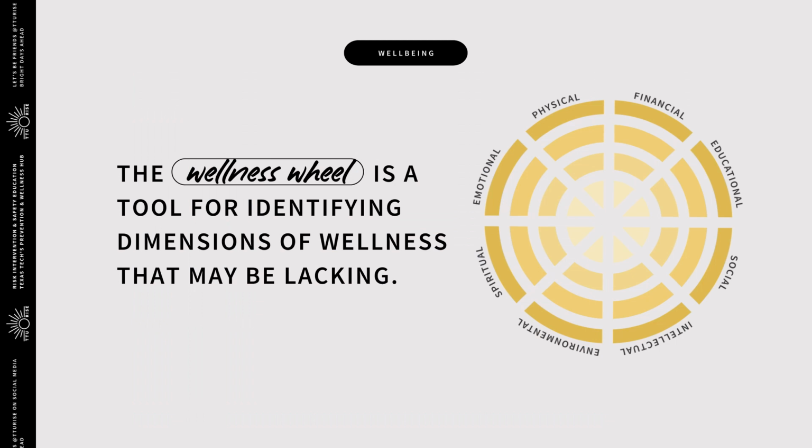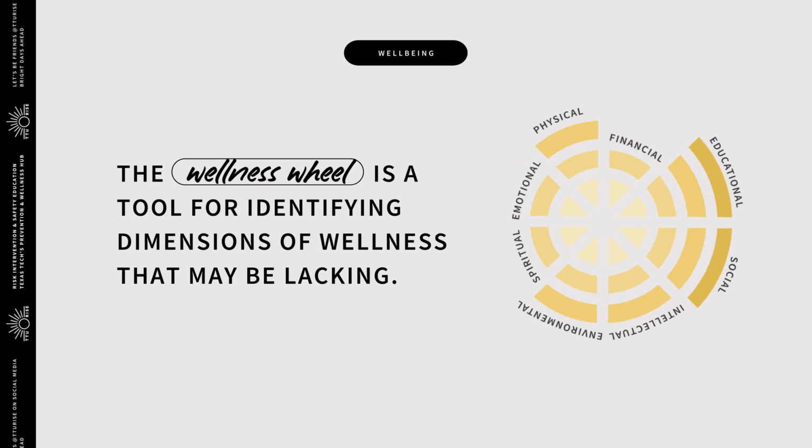In the RISE office, we base everything we do off of 8 dimensions of wellness using a wellness wheel. A wellness wheel is a tool for identifying dimensions of wellness in areas that might be lacking. Everybody's wellness wheel looks a little bit different, so everybody has strong suits in their wellness and areas that they could improve. So the different dimensions of wellness are physical, financial, educational, social, intellectual, environmental, spiritual, and emotional. And there's room to say that there's other areas like digital or multicultural dimensions of wellness.